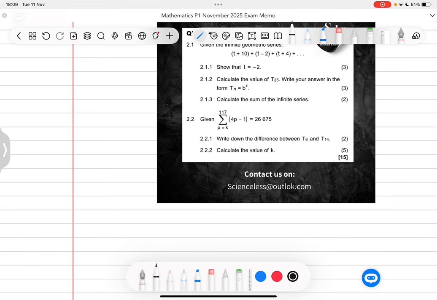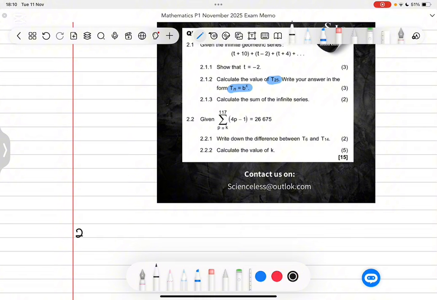Now, moving along to the next question, we are looking at question 2.1.2, which says calculate the value of the 25th term. We're looking at T25. Write your answer in the form Tn equals b to the power x. What they're saying is that we should write our answer in exponential form, so we should not give the exact value. We should simplify it such that it's in exponential form.